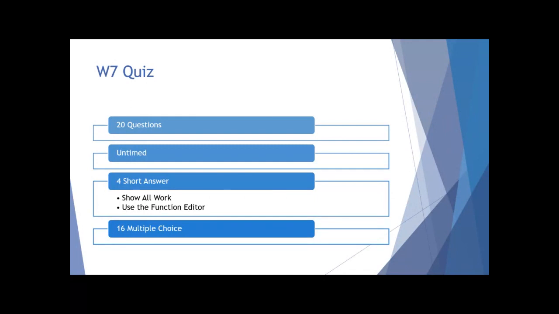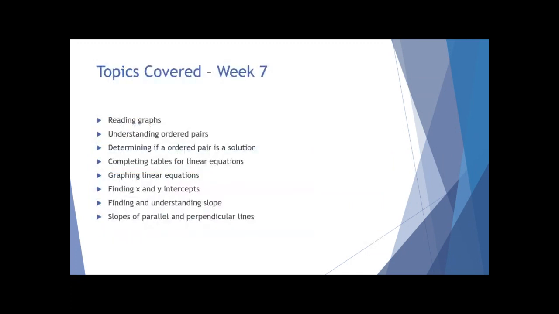Your quiz this week. This quiz is a little longer. It's got 20 questions, but a lot of them are fast. That's why there may be more questions, but some of them are really quick questions. Four of them are short answer. There's definitely one on writing ordered pairs on a graph. So there's some short answer, and it's going to be on the topics from this week.